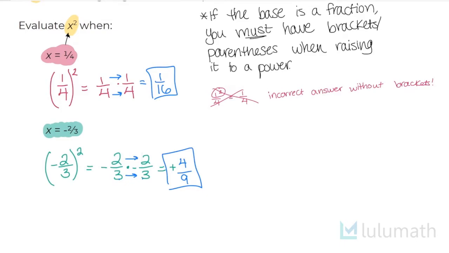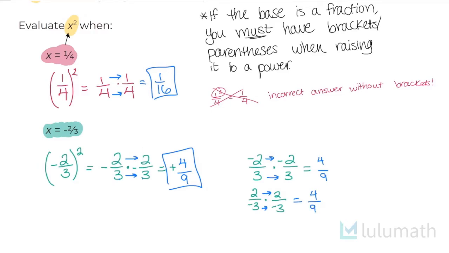Now, a couple quick things. I could have chosen to make the 2 negative, so I could do -2/3 times -2/3. And then when I multiply a negative by a -2, I get a +4, and then 3 times 3 is just simply 9. I could have also decided to make the 3 negative, so 2/-3 times 2/-3. So 2 times 2 is +4. -3 times -3 is +9.